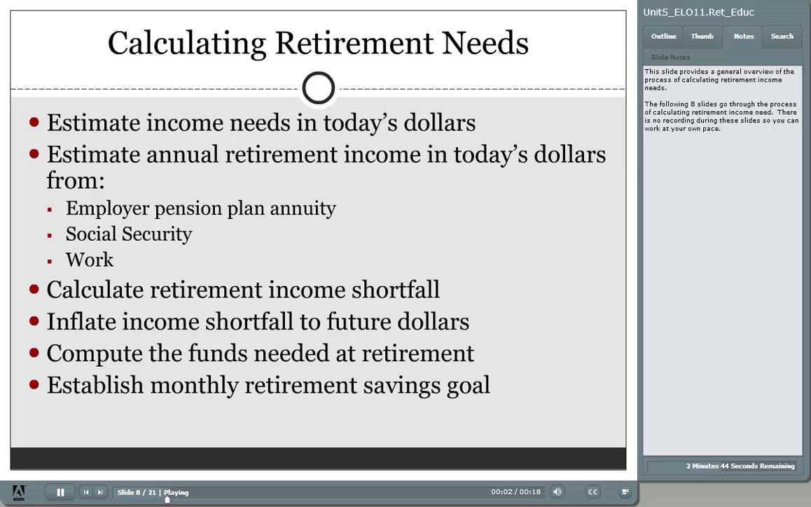This slide provides a general overview of the process of calculating retirement income needs. The following 8 slides go through the process of calculating retirement income needs. There is no recording during these slides, so you can work at your own pace.